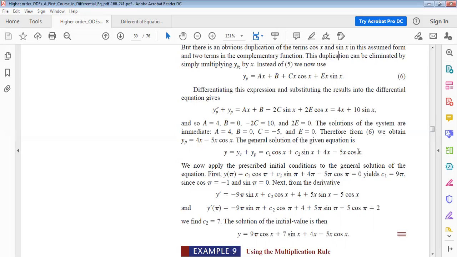Next, from the derivatives, differentiating on both sides of this, we get y dash equals minus c1 sin x plus c2 cos x plus 4, differentiating the product of two functions with the UV process. So we get this one.